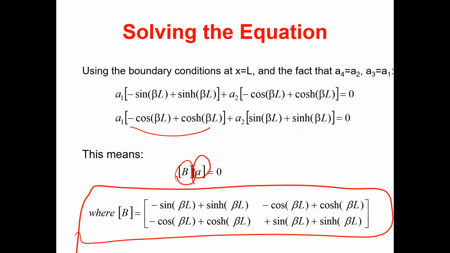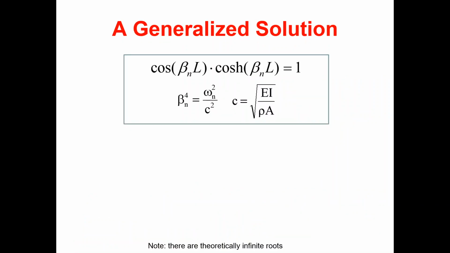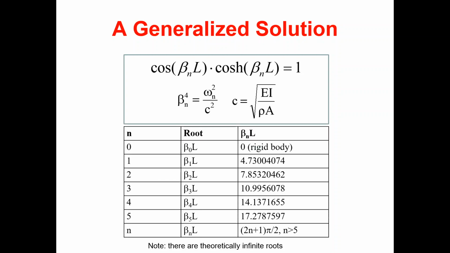Okay? So since we have the system of equations, it's going to be easier for us to solve using numerical methods and all of the methods we have previously learned. But a generalized solution for this type of problem is going to look like this. So you'll end up with this solution, cosine of beta n L multiplied by the hyperbolic cosine of beta n L is always equal to 1, where beta n to the fourth is going to be equal to omega n to the fourth over c squared, in which c is the square root of EI over rho A.